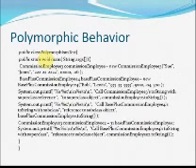Polymorphic behavior. This creates a CommissionEmployee object and assigns its reference to a CommissionEmployee variable, then assigns a subclass reference to a subclass variable. After that, it invokes toString on the superclass object using the superclass variable and invokes toString on the subclass object using the subclass variable. Finally, it invokes toString on the subclass object using the superclass variable.